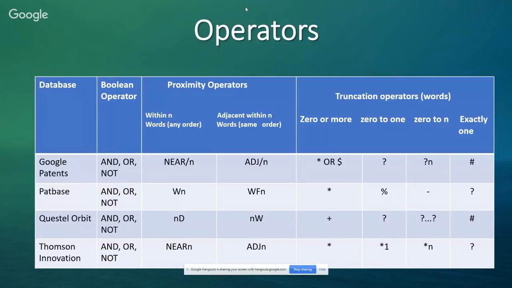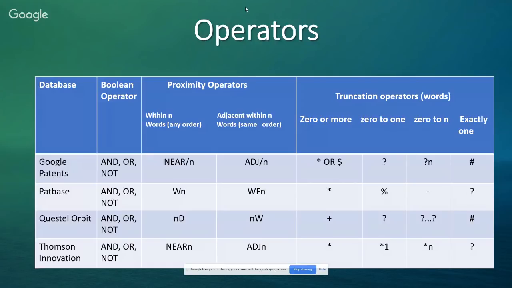In Google Patents, I've listed the different operators. They are Boolean operators, proximity operators, and truncation operators. Boolean operators, as many of you know, are the AND, OR, and NOT operators. When you use AND between two keywords, it narrows the scope of search by combining the two keywords together. Use of the OR operator broadens the scope of the search by looking for one or the other. And NOT excludes the keyword from the results you are looking for.